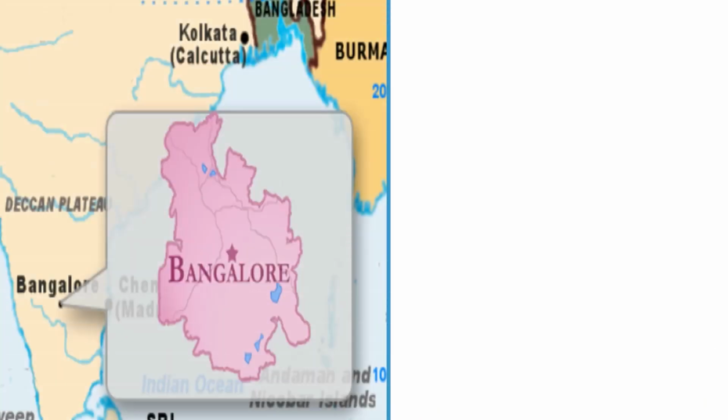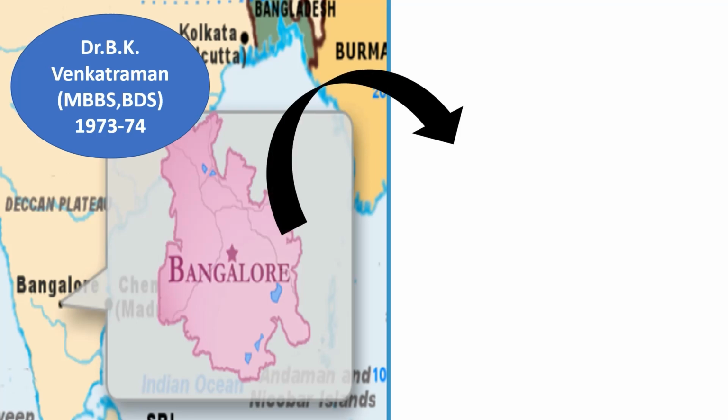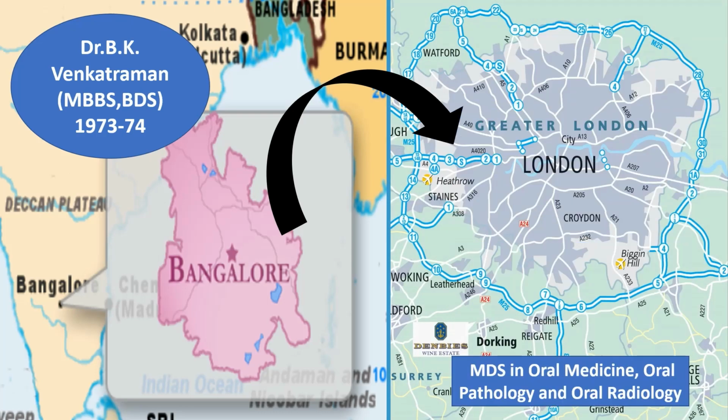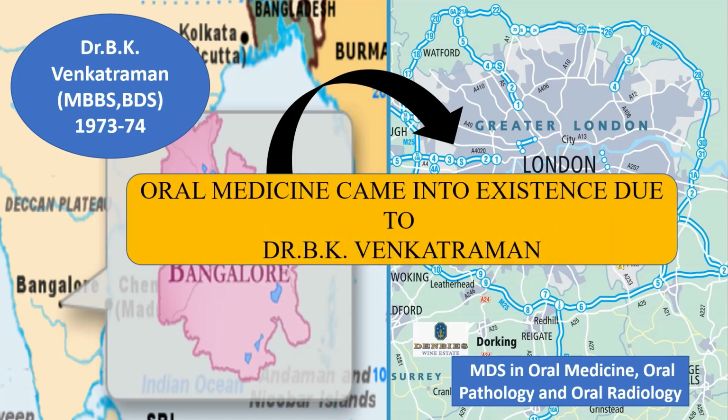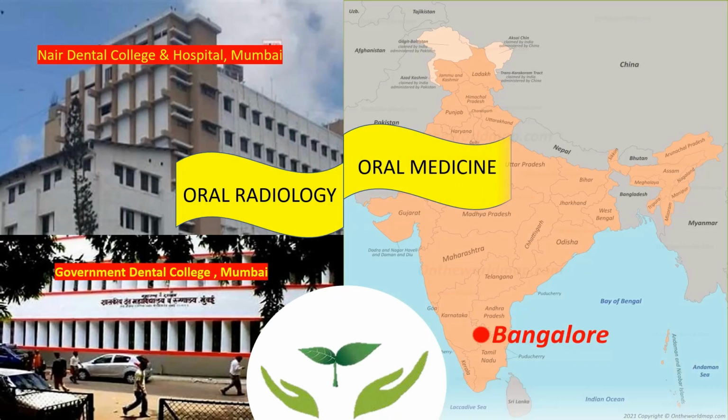Meanwhile, in Bangalore, 1973-74, Dr. B.K. Venkatraman, who was an MBBS, BDS, then went on to do MDS in oral medicine, oral pathology and oral radiology too, with a certificate course of 1 year from UK. Oral medicine came into existence due to Dr. B.K. Venkatraman. So, we had two beautiful subjects independently developing: in the city of Bombay, where oral radiology was budding, and Bangalore, where oral medicine was blooming.